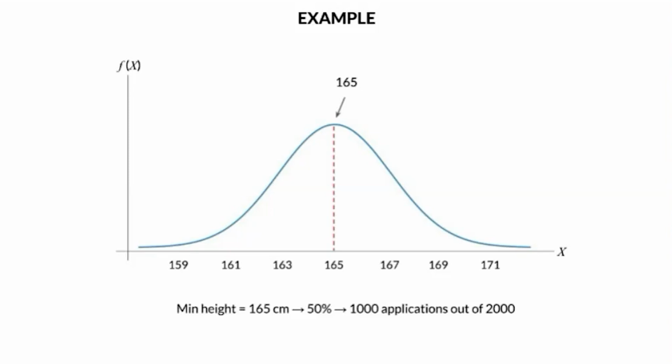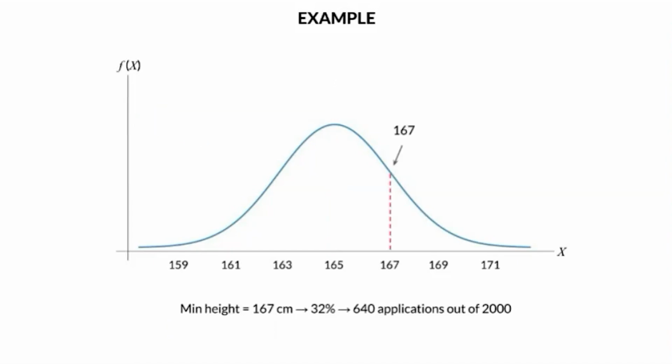So if I set a minimum threshold of 165 centimeter, I can cut off 50%. So I will say everybody below 165 centimeter height, do not take the application. So out of 2000, you are left with 1000. Great. But what was the question? The clubhouse wanted me to reduce 2000 to 50. So obviously this threshold is not enough.